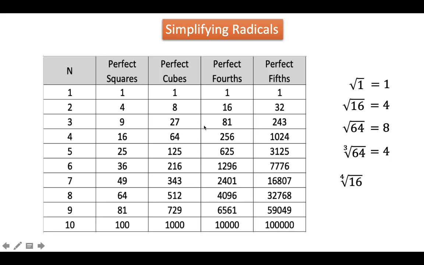And the same number 16, that is also a perfect fourth. Why? Because the fourth root of 16 is 2, and that is 2 times 2 times 2 times 2, it makes 16. 32 is considered a perfect fifth because the fifth root of 32 is positive 2. So if you multiply 2 by itself 5 times, it makes 32.